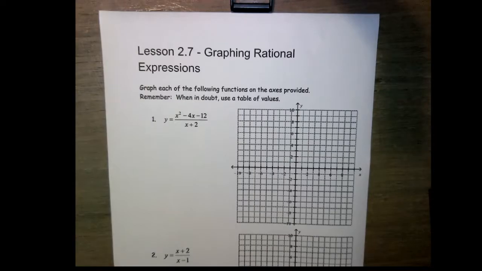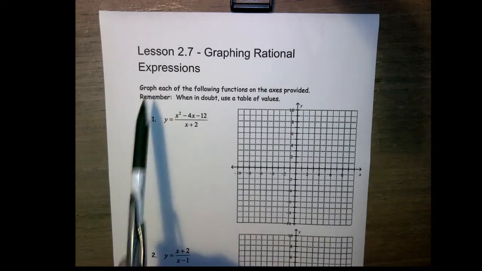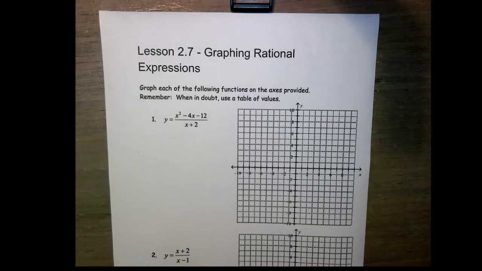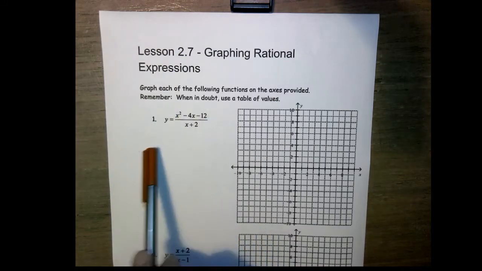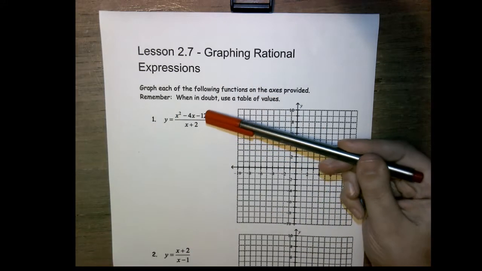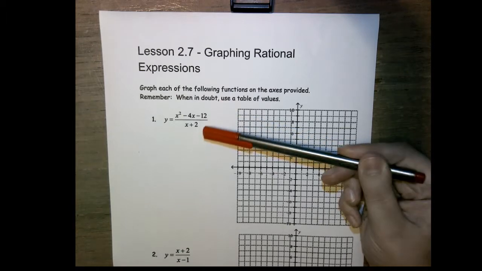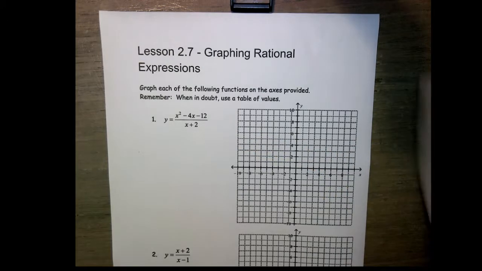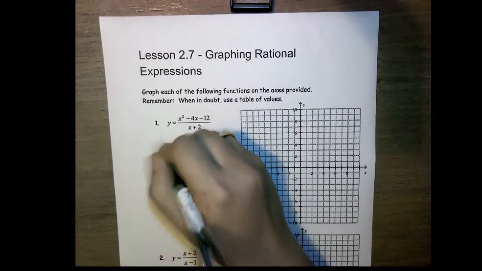And let's get started. Okay, so here we have a rational expression. We are told to graph each of the following functions on the axis that is provided. In number 1, I'm given this rational expression. It looks like I have a quadratic as my numerator and a linear on my denominator, right? Whenever I'm given a rational expression, the first thing I'm going to want to do is factor that. So we're going to factor our numerator.